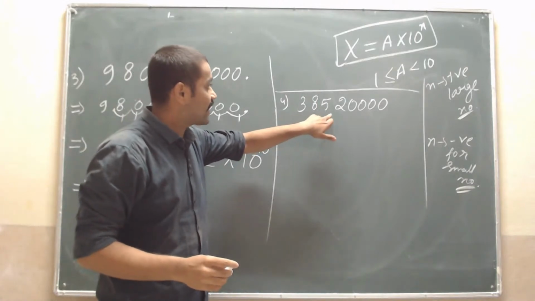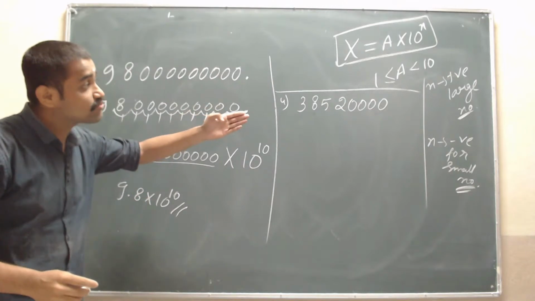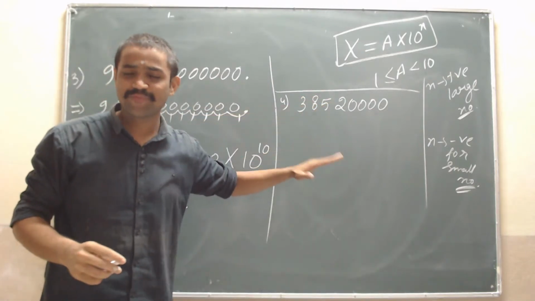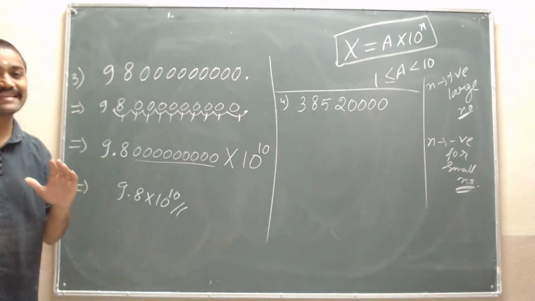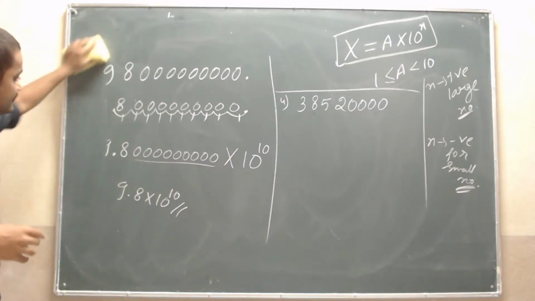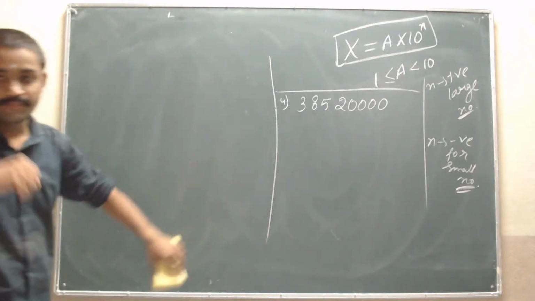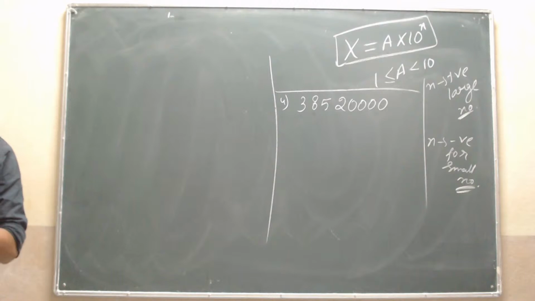3, 8, 5, 2, 1, 2, 3, 4. 4 zeros are there. Okay. Now we have to convert this number into the standard form. Do it, students, and tell me the answer. Let's see who will give the correct answer. First step, what we have to do, students?